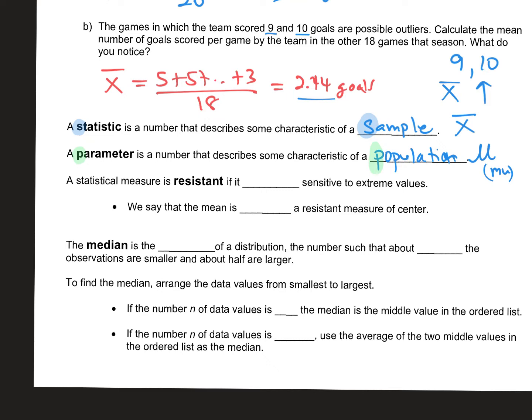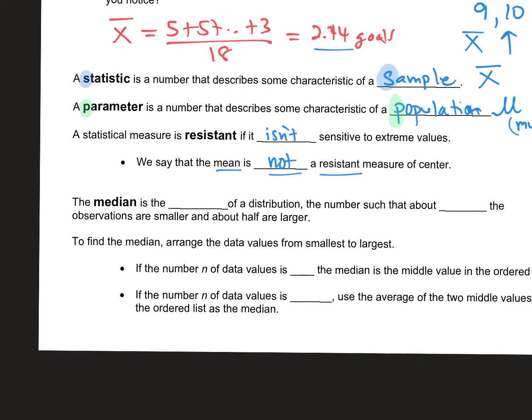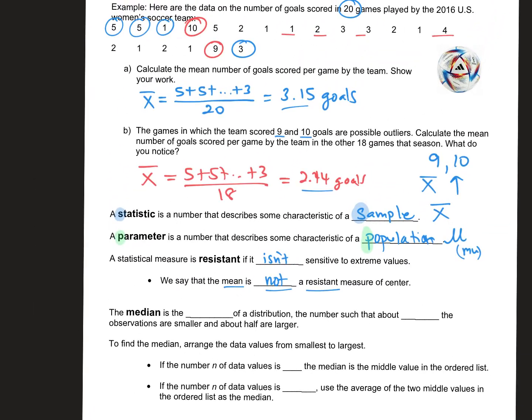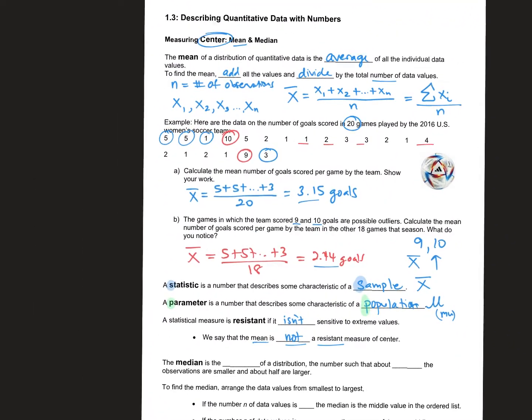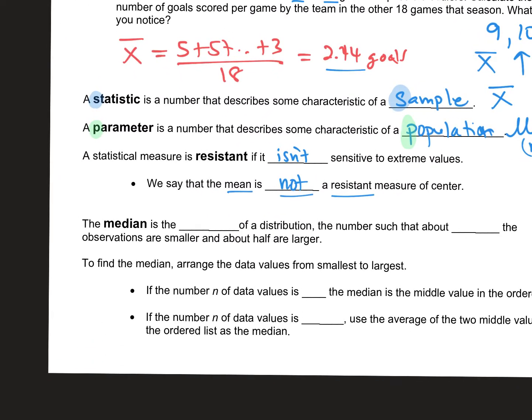All right, so a statistical measure is resistant if it isn't sensitive to extreme values. And we say that the mean is not a resistant measure, okay? The mean is not resistant. That means that outliers 9 and 10 affect the mean, and we saw that in the example above, okay? Okay, so that's one way to measure center, and we usually use the mean when we have symmetric data. The median is going to be the middle of the distribution.